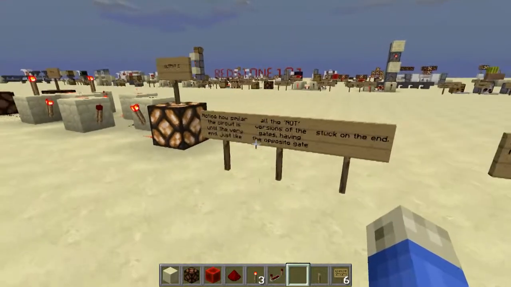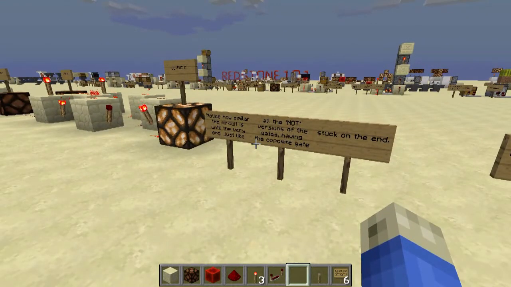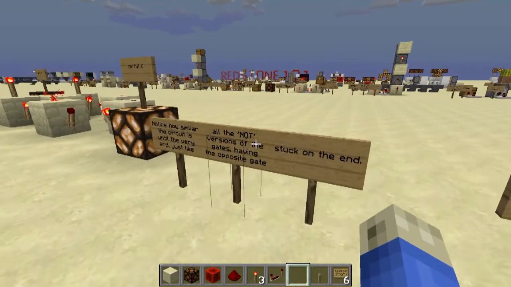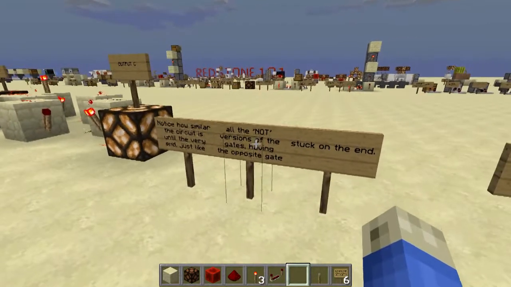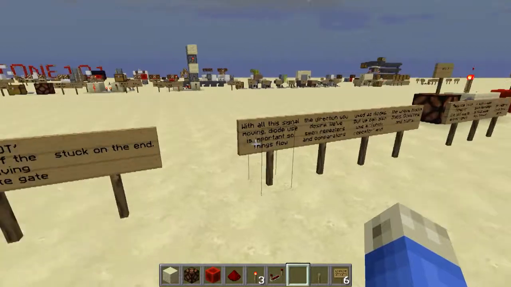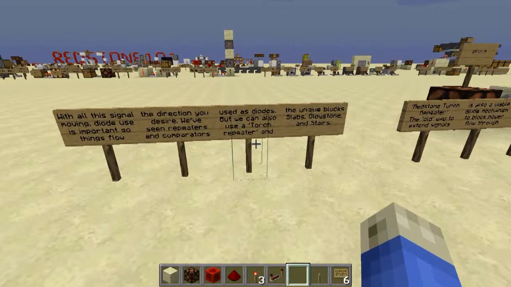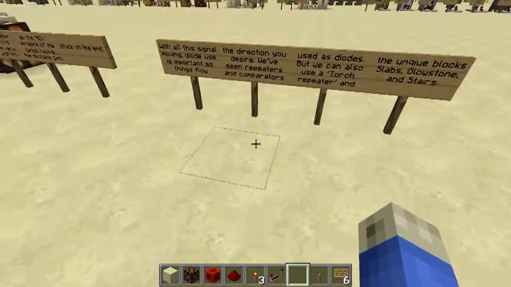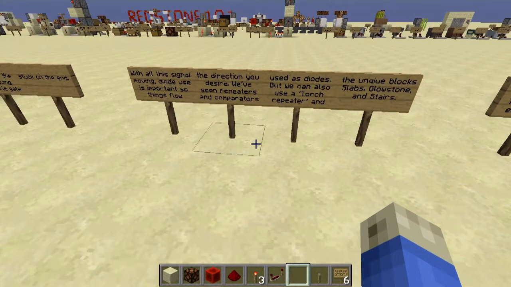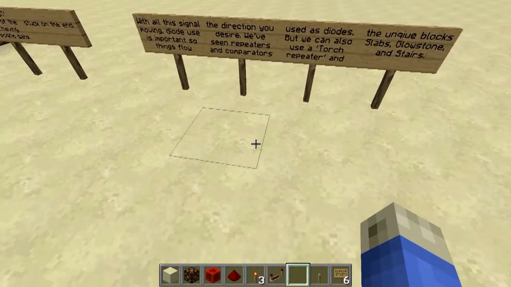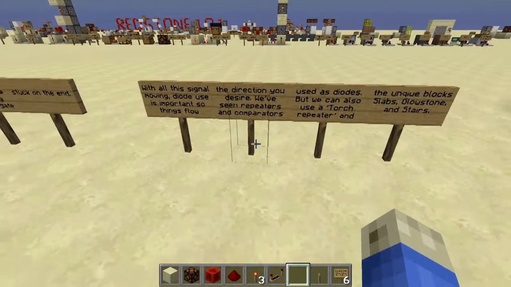Now, just like I said, all the circuits, these opposites, are basically the same circuit with a NOT in front of it, just having another inverter stuck on the end there. Now, with all this moving of signals around, diode use is, if ever, as important, if not more so, because we want to keep the direction flowing from input to output always.